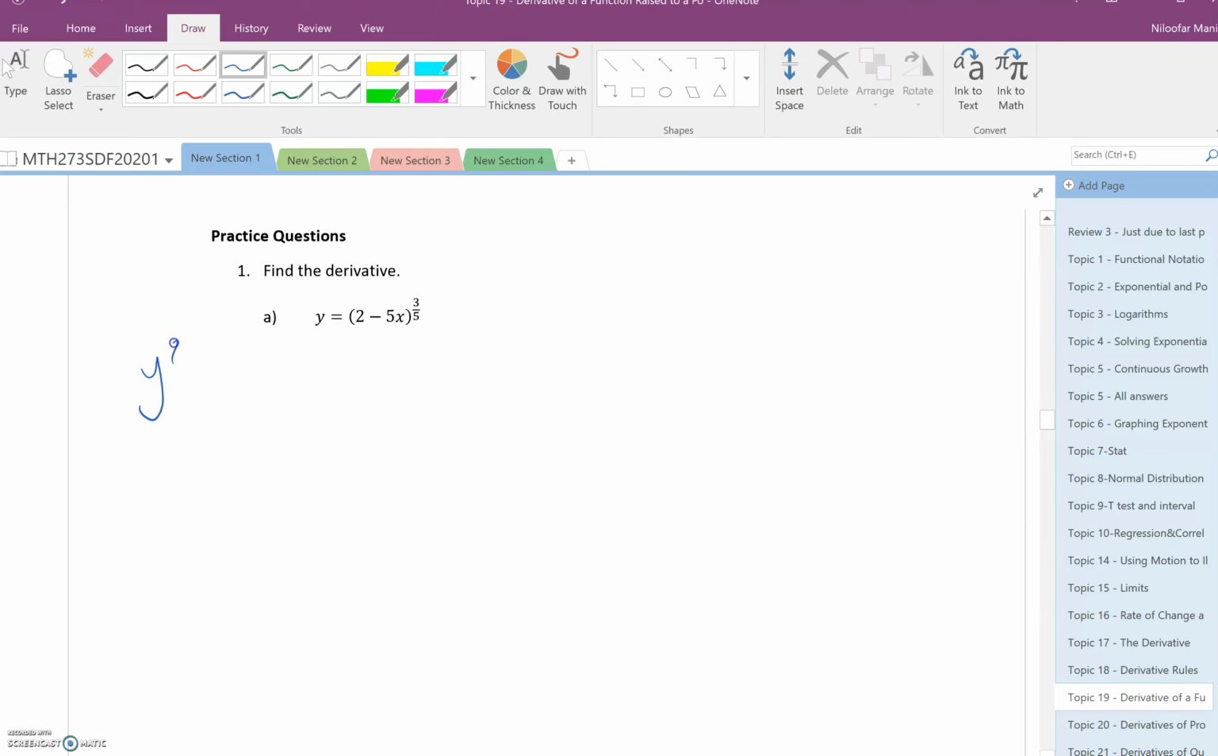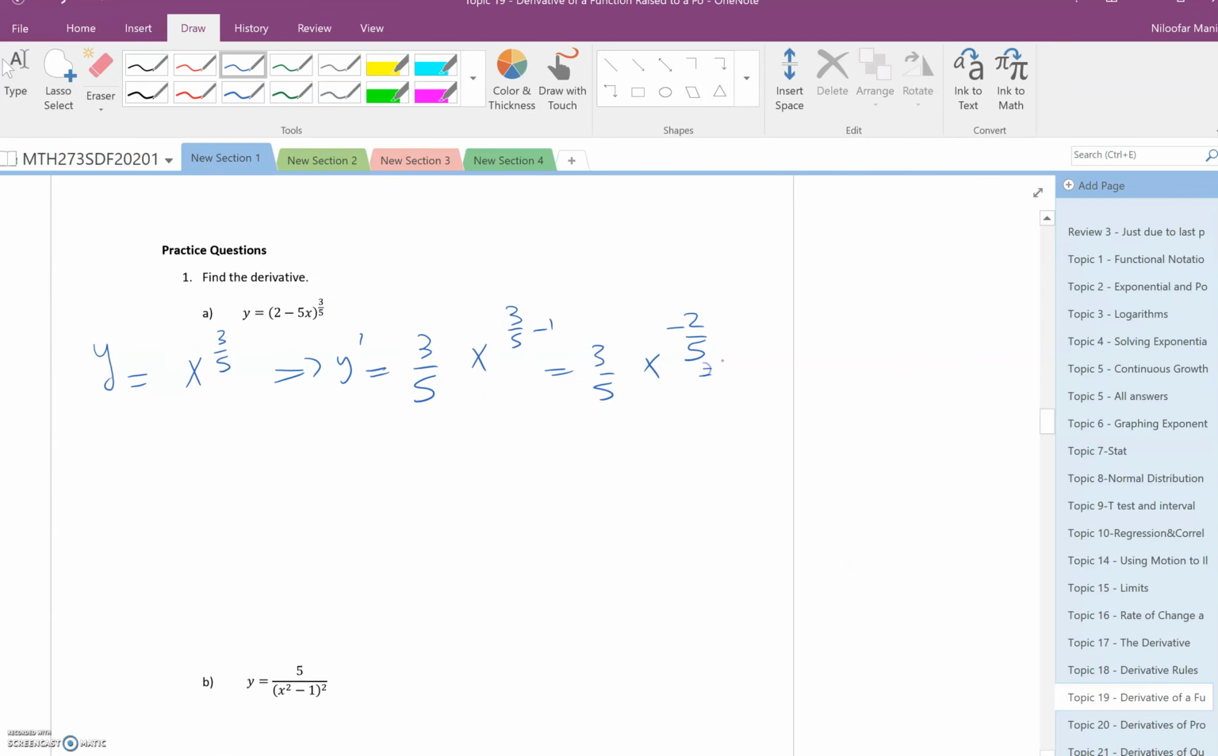So y prime is, okay, look at this. If I have y equal x power 3 over 5, right? Then you tell me, okay, y prime is 3 over 5 x power 3 over 5 minus 1, which is 3 over 5 x power minus 2 over 5, right? Which is 3 over 5 root 5 x power 2. Yes? So far so good.